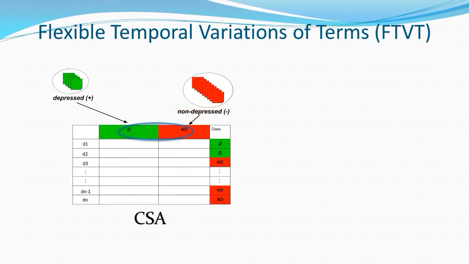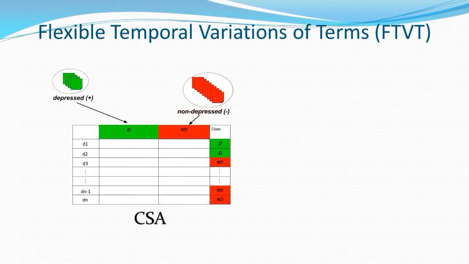CSA interprets words or documents in a space of concepts that is usually equal or similar to the category labels. For instance, in the case of depression or anorexia detection, CSA would represent documents by two-dimensional vectors, one feature for each category, for example, one for depressed and another for non-depressed.